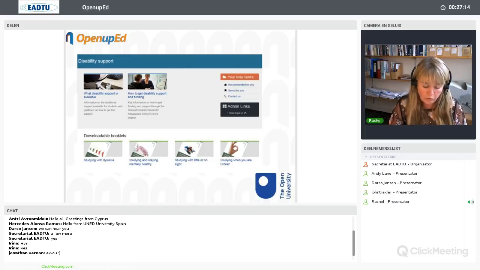When a student registers with the OU, they complete a form that details their needs and the adjustments they'll require for their study, and that profile then follows them through their studies. So it's a way that different modules are aware of what those students' needs are. And as I say, this screenshot is for students who are deciding whether the OU is for them, and you can see we offer downloadable booklets on different types of disabilities, so students can see in advance what support is on offer to them.